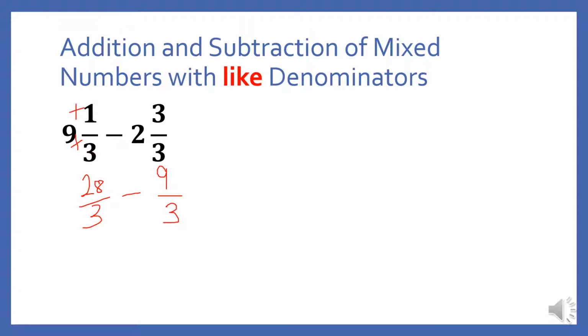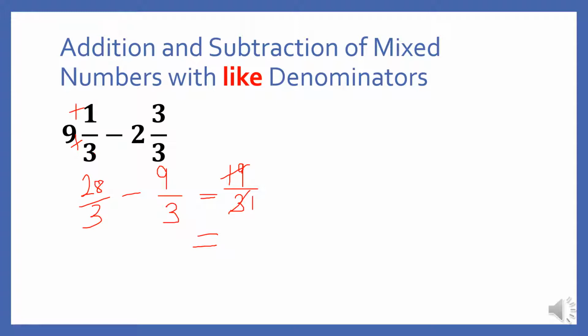We have common denominators, so all we do is subtract our numerators. We have 28 subtract 9, and that's going to give us 19 over 3. Okay, and this is our answer. Of course, it can be reduced further because we have an improper fraction. And how do we convert or reduce this improper fraction? 3 into 3, 1. And how many times could 3 go into 19?